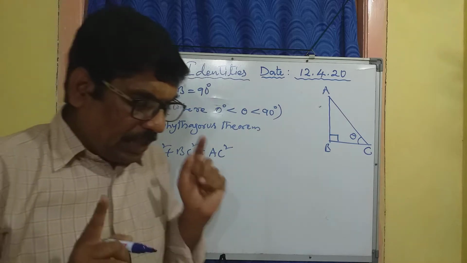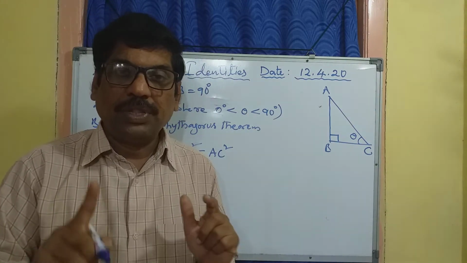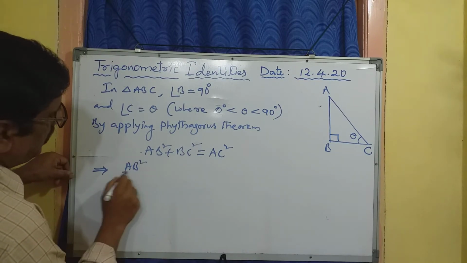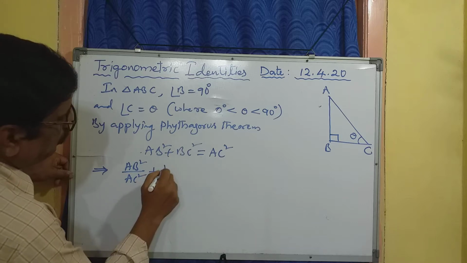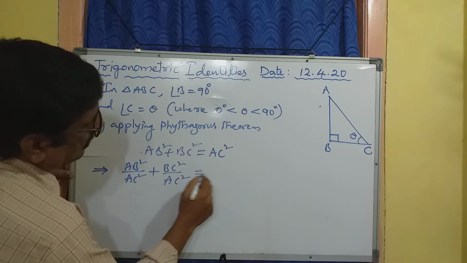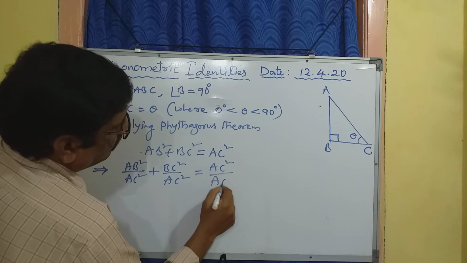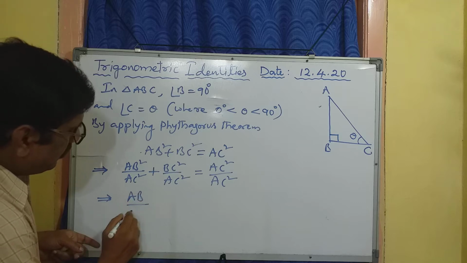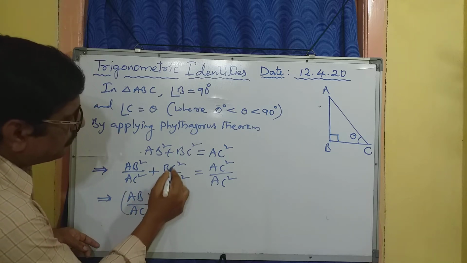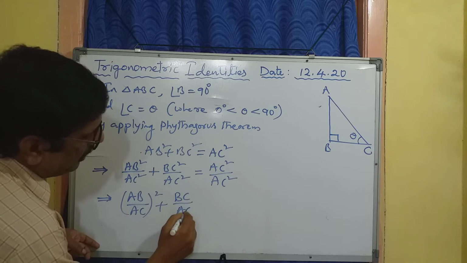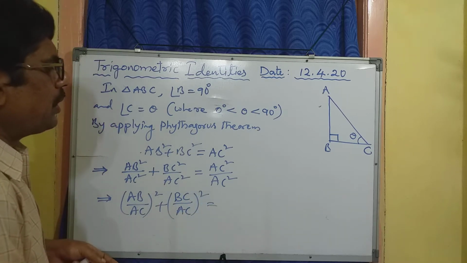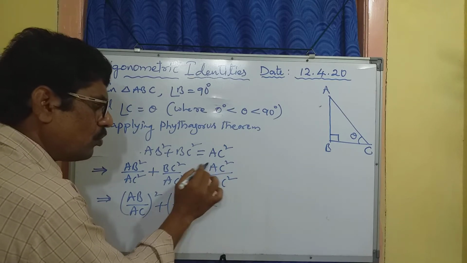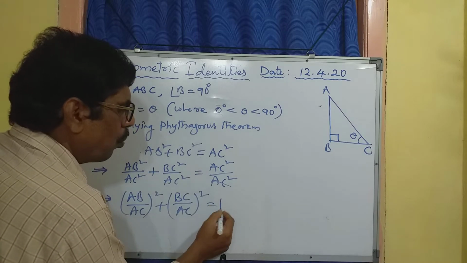Okay, now let us divide this entire equation with AC square. Each and every term should be divided with AC square. AB square by AC square plus BC square by AC square is equal to AC square by AC square. Now AB square by AC square can be written as AB by AC whole square. BC square by AC square can be written as BC by AC whole square. And here in this fraction, AC square, numerator and denominator both are same. So we can cancel them and then we get 1.